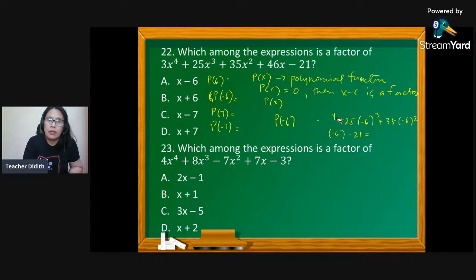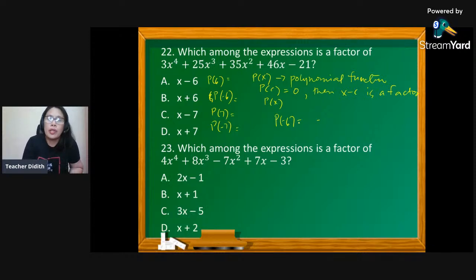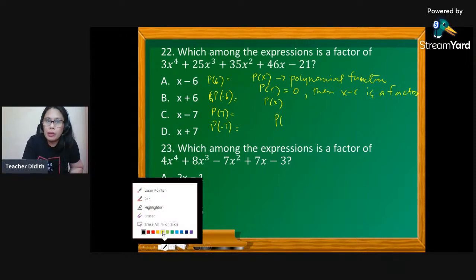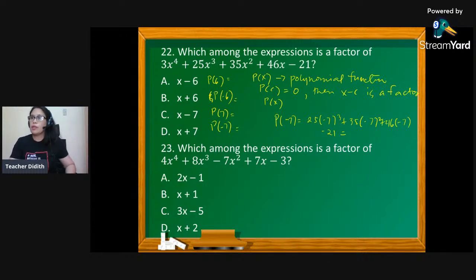Okay. So, P of negative 7, I think. Okay. Once it equals zero, that's the value. Okay, negative 7. 25 negative 7 cubed plus 35 negative 7 squared plus 46 negative 7 minus 21.